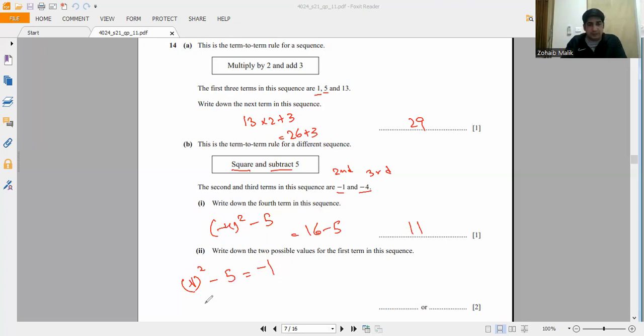अब ये हो जाएगा हमारे पास x square is equal to -1 plus 5. So x square is equal to 4, and then taking square root, it would be x is equal to plus minus 2. It means -2 and +2. These are two answers.